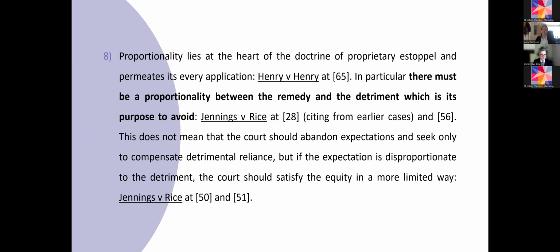Thirdly, and more pertinently to the issues in Guest, Lord Lewison suggested that proportionality was at the heart of proprietary estoppel, and in particular that there must be proportionality between the remedy and the detriment, which it is its purpose to avoid. Although he went on to qualify this by noting that this does not mean that the court should abandon expectations and seek only to compensate detrimental reliance, following Guest, this statement of principle would still likely now be considered incorrect. Proportionality is no longer at the heart of the doctrine, but can provide a useful cross-check, and it's not detriment which has to be avoided, but unconscionability.